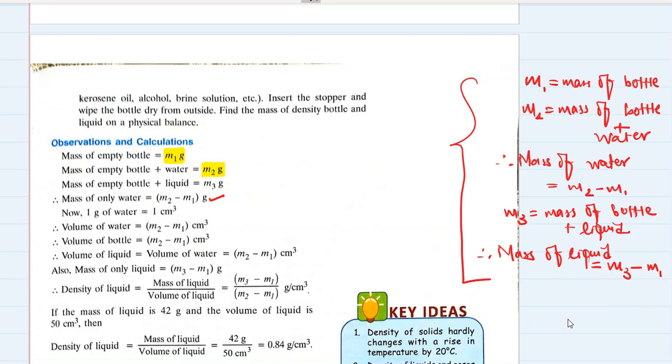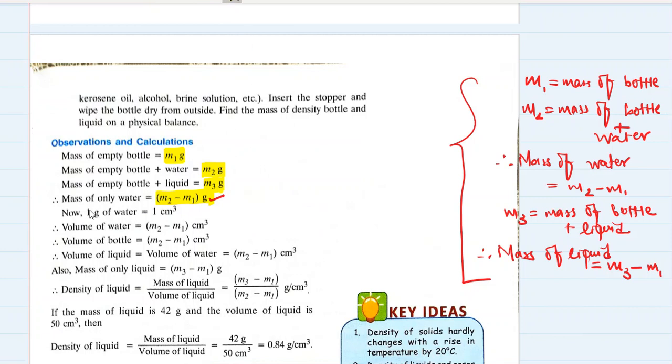Now see, we already know the mass of the empty bottle, M1; the mass of empty bottle plus water, M2; the mass of empty bottle plus liquid, M3. The mass of only water is M2 minus M1, and the mass of only liquid is M3 minus M1. That we all know.